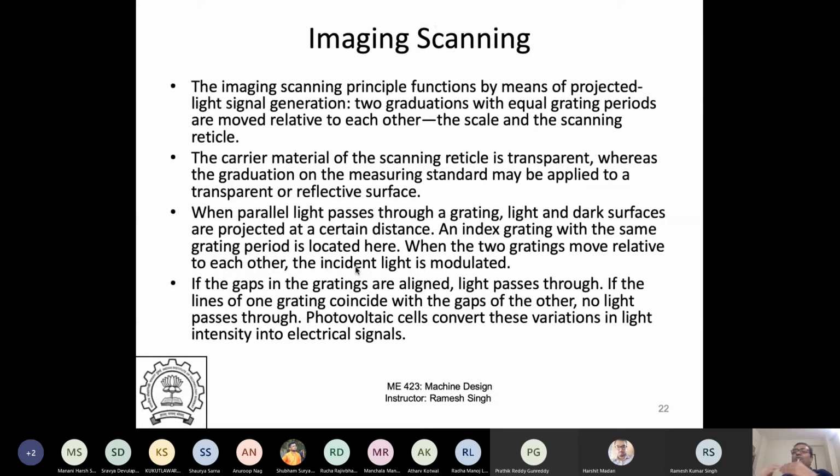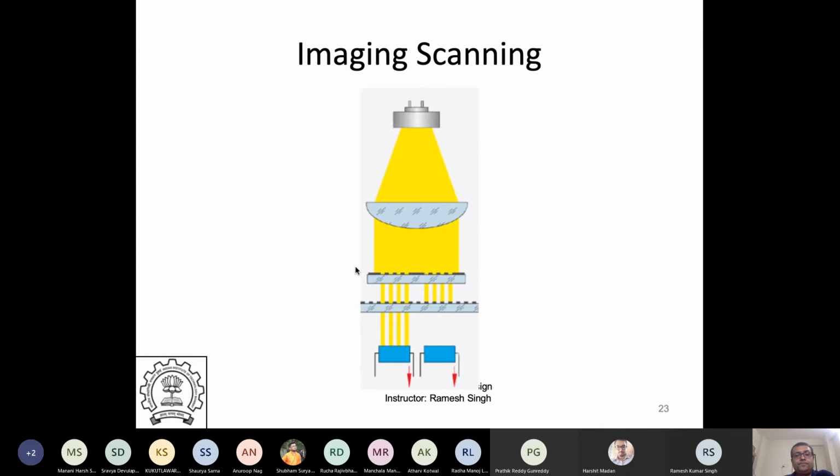It has two gratings which move, and these gratings will basically create different sets of modulated light, and the photovoltaic cell can convert these variations of light into electric signals.